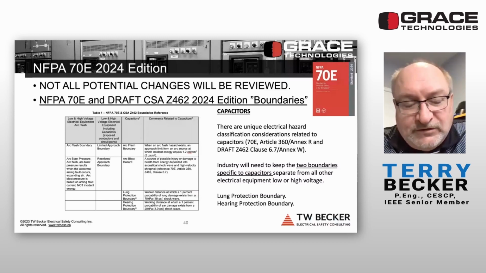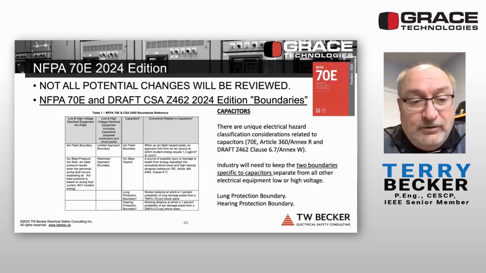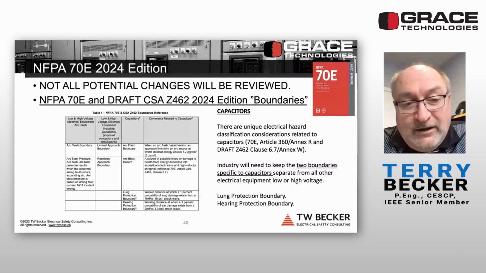So, again, this is electrical hazard class information that was new, was submitted and adopted into the 2021 edition of 70E. We did not get it adopted into the 2020 edition of Z462, but we will for the 2024. So again, I'll be sending out this boundary table so that we keep the effects of arc flash and the effects of shock separate now for capacitors from all other low and high voltage AC and DC electrical equipment, FYI.